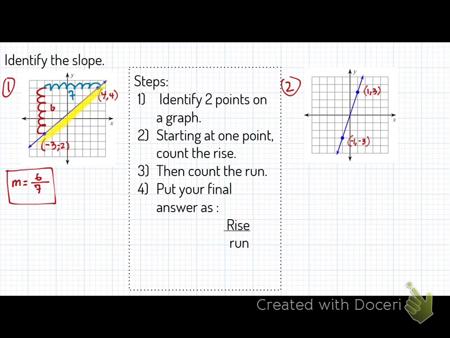Okay, and then I'm going to start counting. I'm going to pick a point, okay? So on this one, I'm going to start down here again, figuring out my rise. 1, 2, 3, 4, 5, 6. So I'm rising up 6, and I'm going to write down 6 on the side there. And then I'm running only 2, right? So my rise over run is 6 over 2.